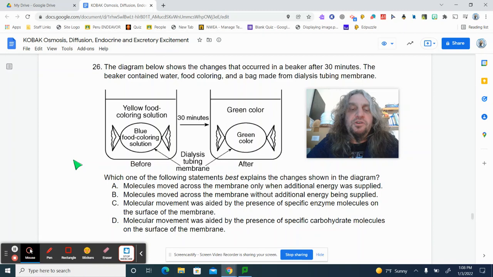A, molecules moved across the membrane only when additional energy was supplied. B, molecules moved across the membrane without additional energy being supplied. C, molecular movement was aided by the presence of a specific enzyme molecules on the surface of the membrane. D, molecular movement was aided by the presence of a specific carbohydrate molecule on the surface of the membrane.